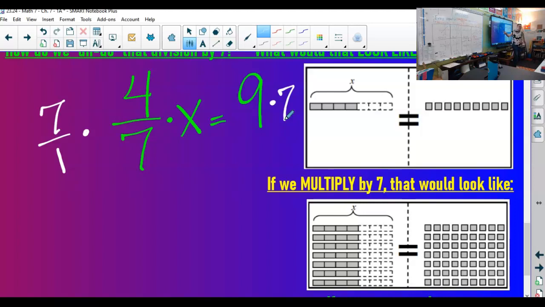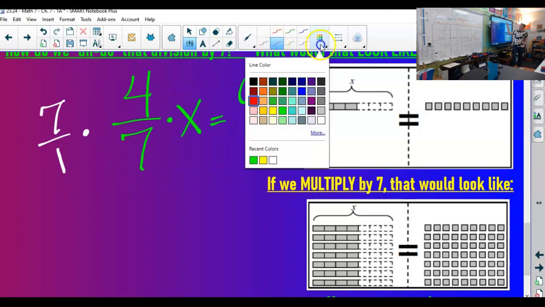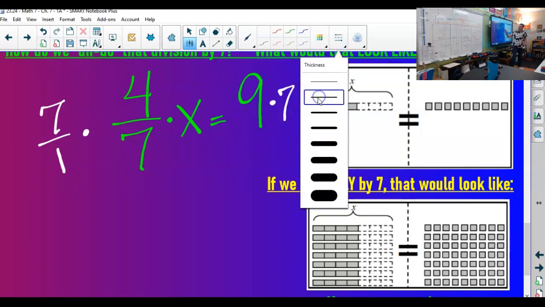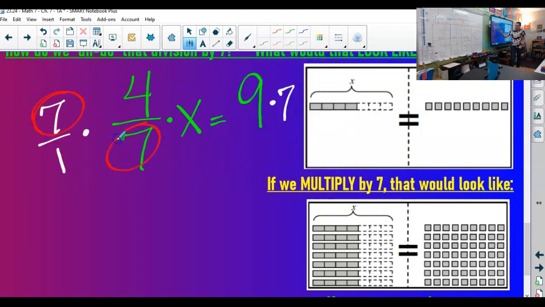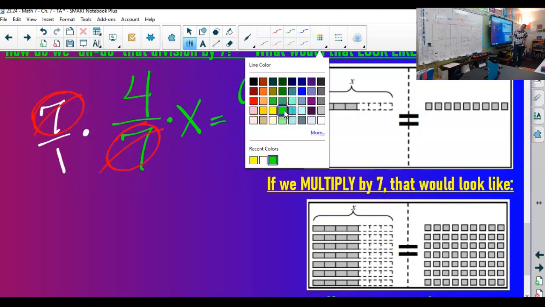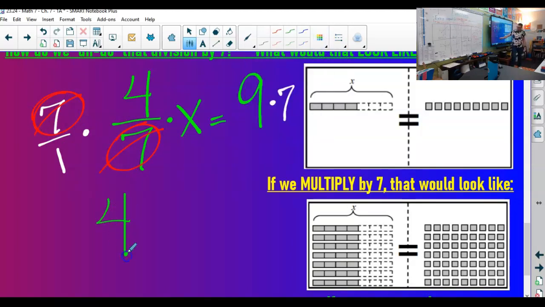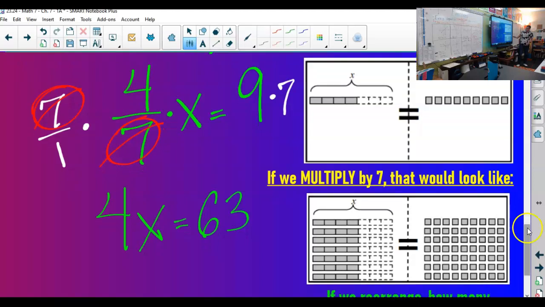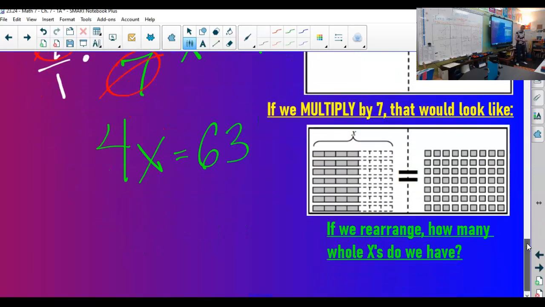What happens on the left-hand side since we have a 7 on top and bottom? Yeah, they wipe each other out. So this, 7 on top, 7 on bottom, gone. So my left-hand side is now what? 4x, and my right-hand side is now what? What's 9 times 7? 63. This is also on your paper.